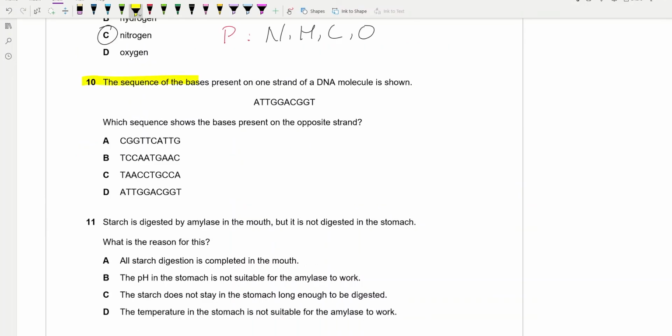Question number 10. The sequence of bases present on one strand of a DNA molecule is shown: ATT, GGA, CGGT. Which sequence shows the bases present on the opposite strand? So the opposite bases would be T, A, C, C, T, G, C, C, A. The correct option would be option C.